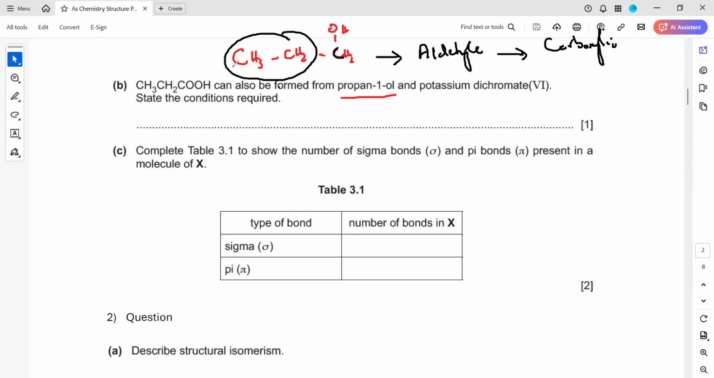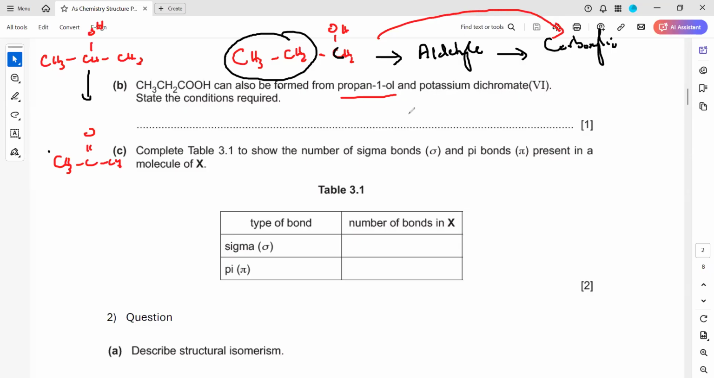But if it was a secondary alcohol, if it was propan-2-ol, and we do complete oxidation of propan-2-ol, it results in the formation of a ketone directly. And we want a complete oxidation of a primary alcohol. So the complete oxidation of a primary alcohol leads to a carboxylic acid.